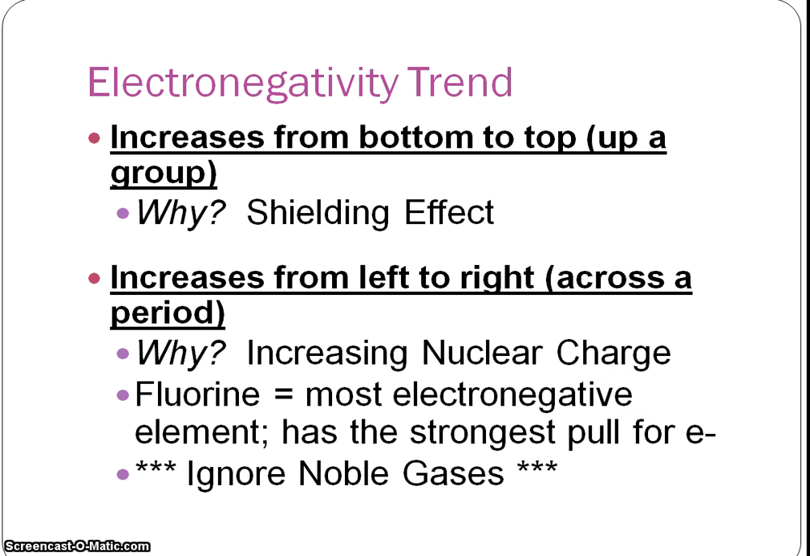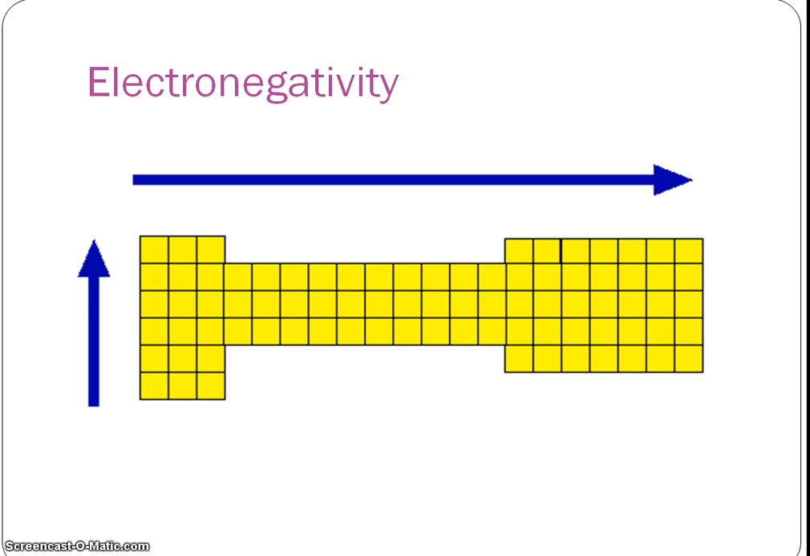So the trend is that it's going to increase up and increase to the right, but in this case you stop at the noble gases. So this is what it looks like, but again you're going to stop at that last row. It doesn't go all the way to the edge of the periodic table. So next to your definition of electronegativity, just draw an up arrow and a to the right arrow.